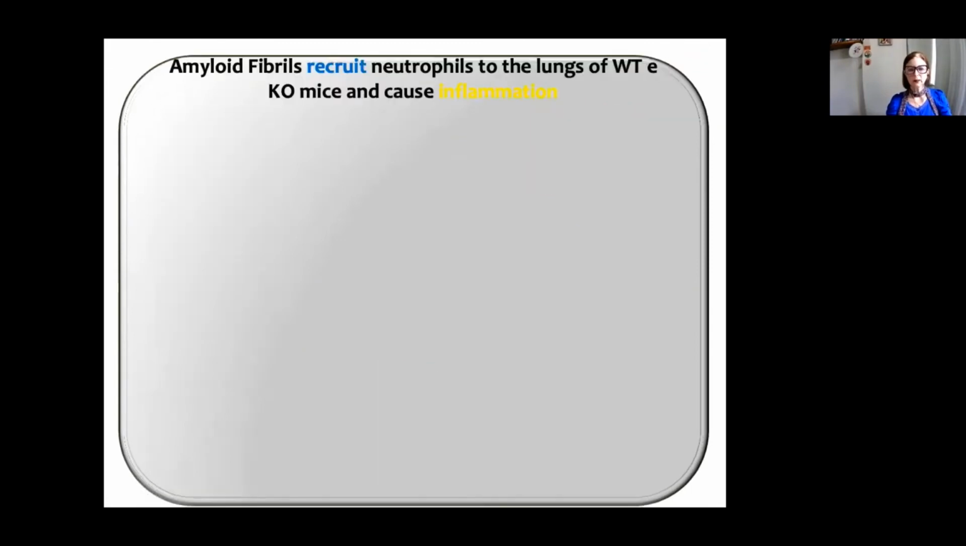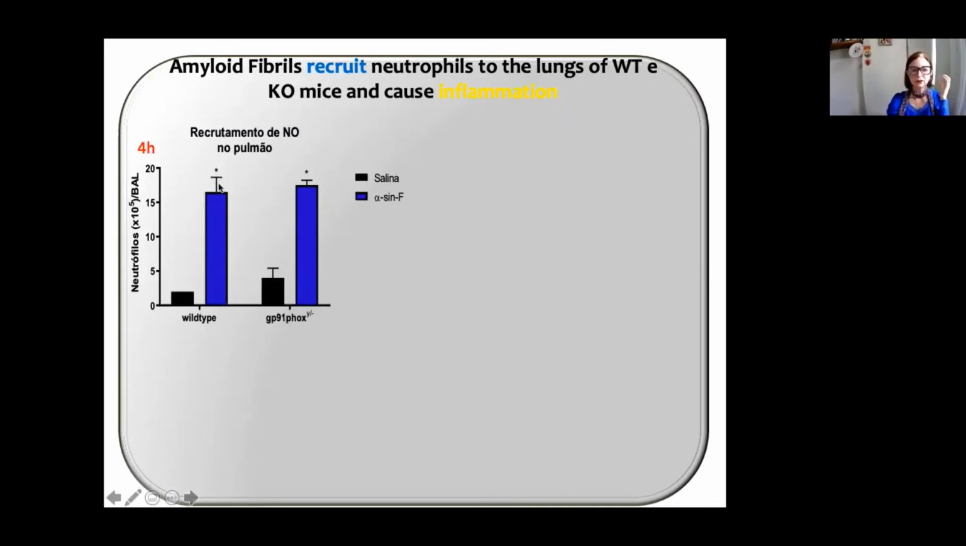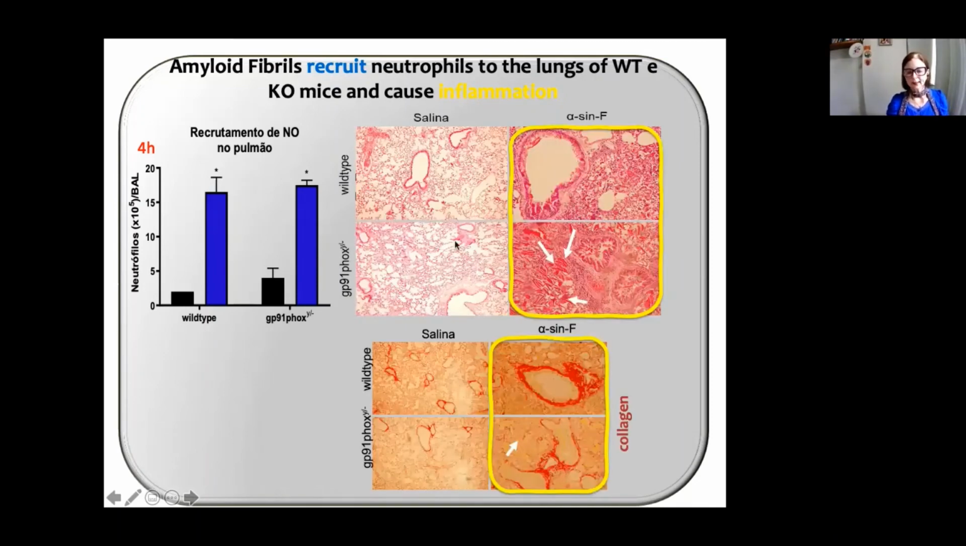Then what we did, we instilled amyloid fibrils into the lungs of these animals. First we saw whether the wild type and the knockout GP91 phox animals could recruit neutrophils, and when injected with fibrils of alpha-synuclein, they both can recruit, no problems with the knockout animals. But as you see here, when we inject fibrils, their lungs are very inflamed because of the presence of the fibrils, with a lot of collagen production.